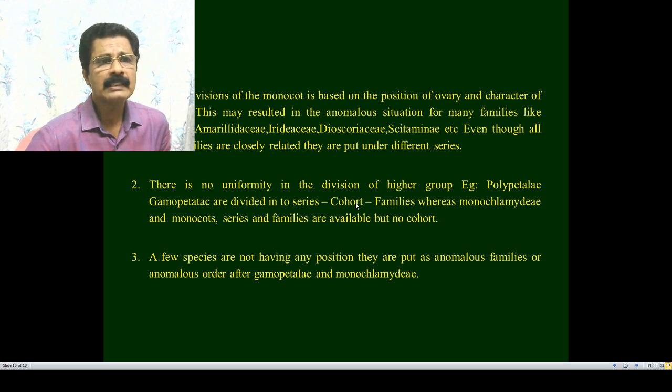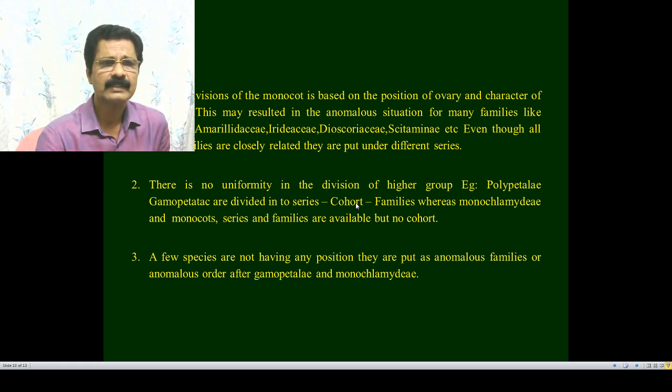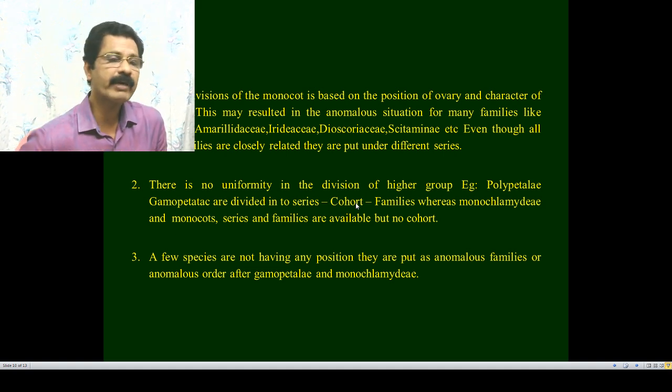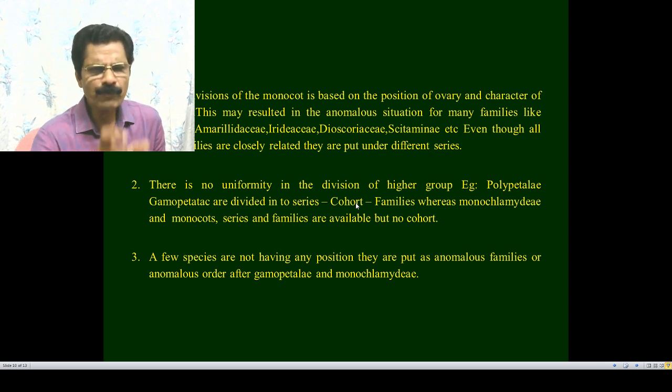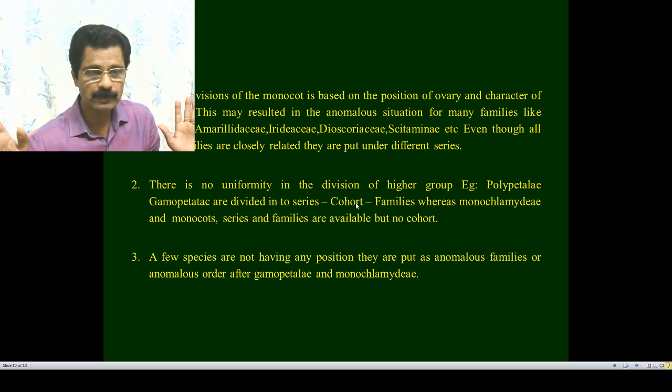The subdivision of the monocots is based on the position of the ovary and the character of the perianth. This may result in an anomalous situation for many families like Liliaceae, Amaryllidaceae, Iridaceae, Dioscoreaceae, etc. Even though all these families are closely related, they are put under different series. There is no uniformity in the division of higher groups. For example, Polypetalae and Gamopetalae are divided into series, cohorts and families, whereas in Monochlamydeae and monocots, series and families are available but no cohorts. So that is another demerit of Bentham.